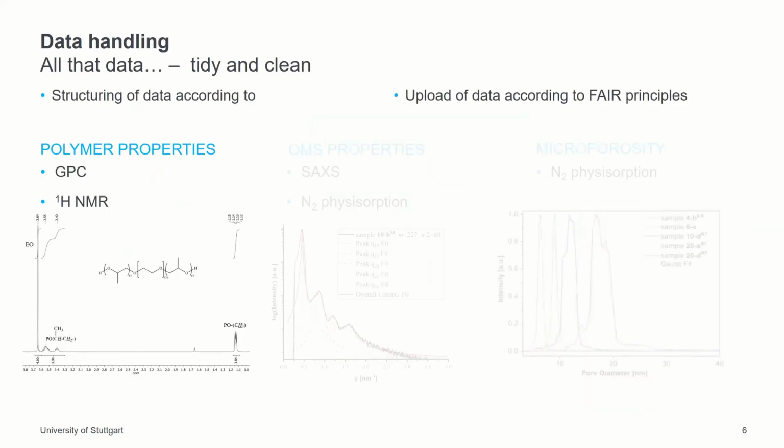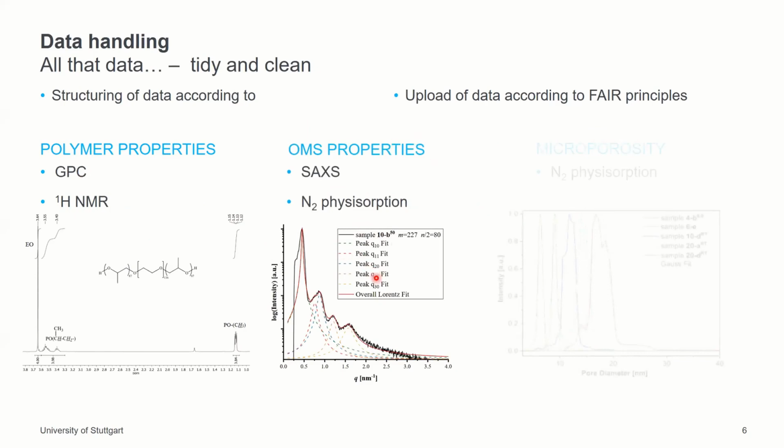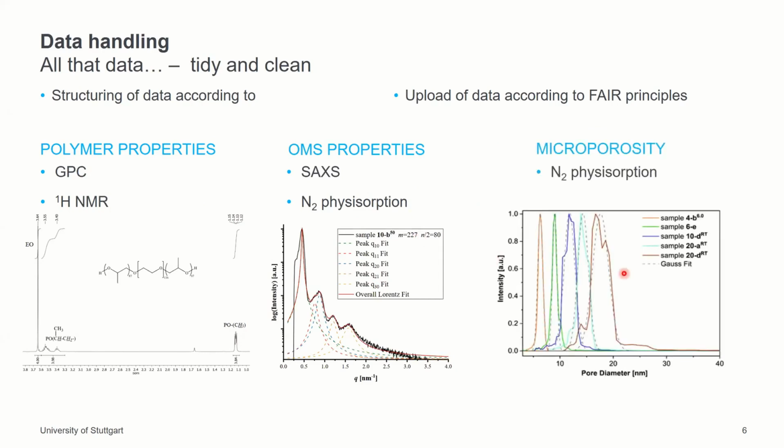So we split up our data in 3 sections. The first one is the polymer properties, where we have the GPC and NMR data. Then we have the properties of the ordered mesoporous silica with the scattering data and the physisorption. And then we have a third section, which is investigation on microporosity. This would maybe also be good to incorporate in the OMS properties. The reason why we have it separately is just because this was added later on during the revision process.